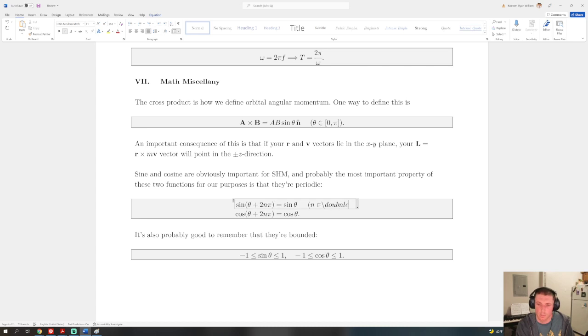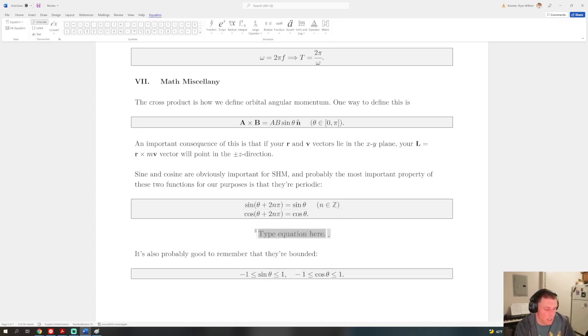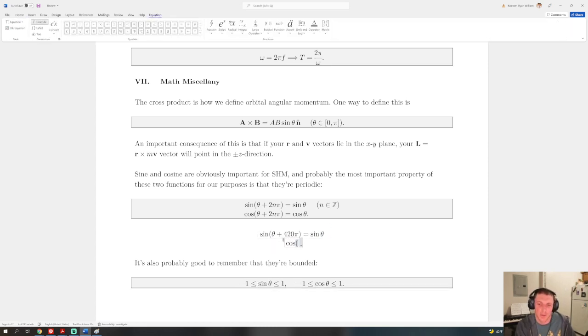Jesus, let me try this one more time. There we go. This is true, okay? And just because I'm 12 years old, I'm going to say something that I said in recitation the other day. We could literally write that sine of theta plus 420 pi equals sine of theta, and cosine of theta plus 420 pi is cosine theta. So if you get a negative time and you really want to meme, you could add 420 pi to it and still have your trig function evaluate to the same value, okay?